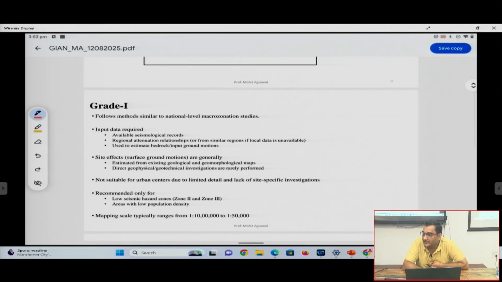So this is what I was saying. You are not going to perform the geophysical investigations, and even if you do, they are rarely performed. So it is not suitable for urban centers due to limited detail and lack of site specific investigations. It is recommended only for low seismic hazard zones. In areas where the potential for earthquake is very low, you can perform the grade 1 zoning. Or you can perform this kind of zoning in a very low population area, or very low population density.